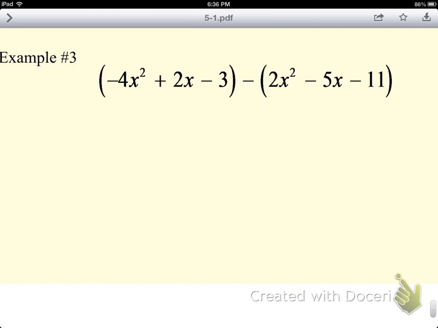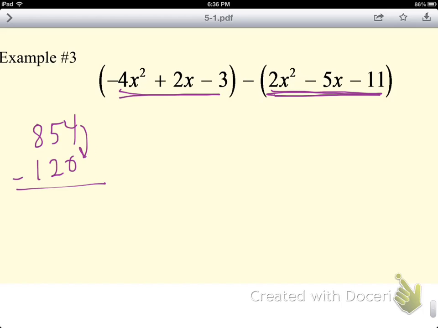Now your third example. Be careful, just take a minute and look at what's going on here. This is a trinomial, and you're subtracting an entire trinomial, so you have to be very careful. This is similar to when you have a 3-digit number, like 854, and we're subtracting 120. Every part here, we're subtracting the top from the bottom.